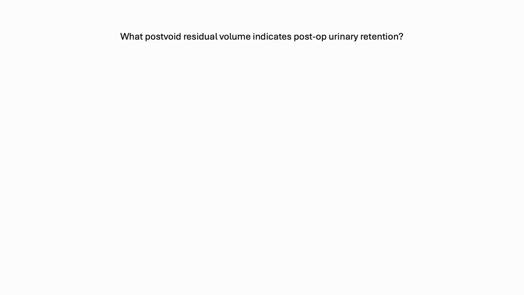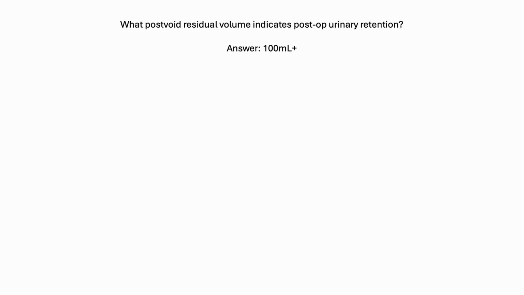What post-void residual volume indicates post-op urinary retention? It's going to be if they're maintaining more than 100 milliliters of fluid in the bladder. And at that point, we're likely going to have a catheter inserted.